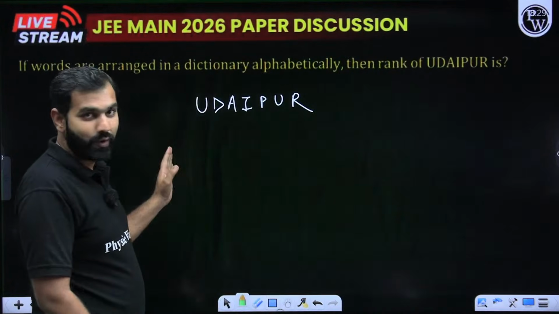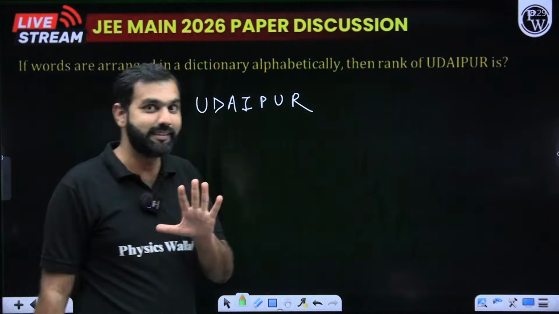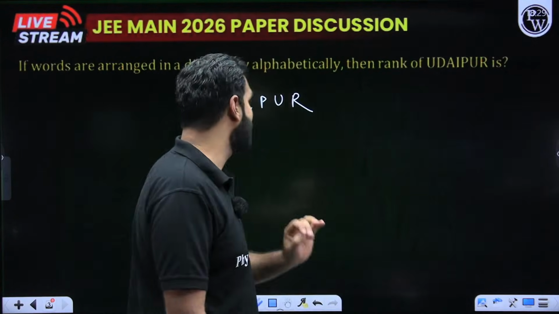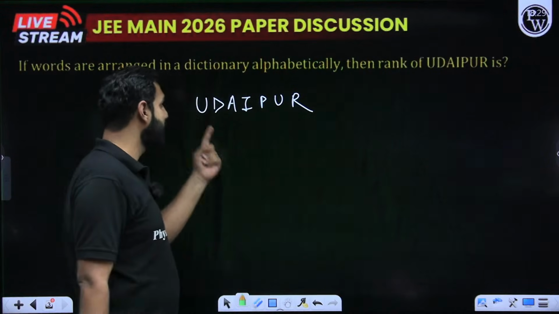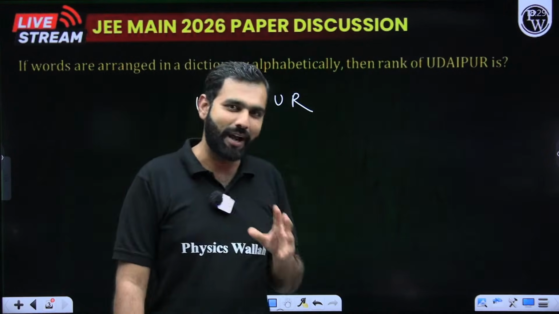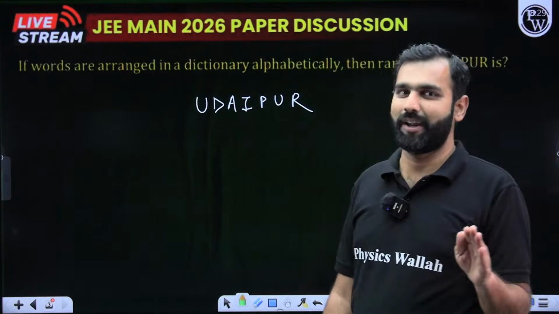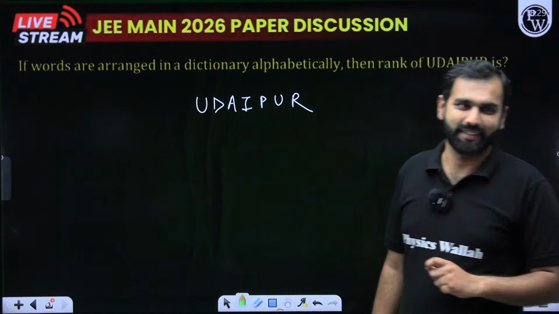So first of all, how do we start this question, students? Within 10 seconds you can answer this question. Do you remember that? The only catch here in this particular case is that U is appearing twice. For that also we have a short technique which works perfectly fine. What is that short technique? Let's get started with that.